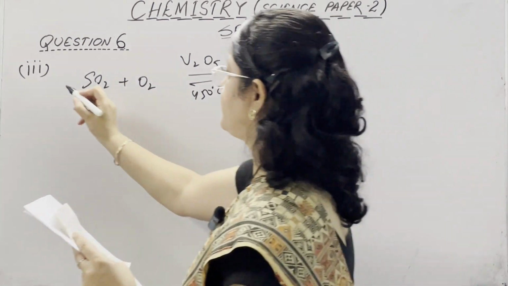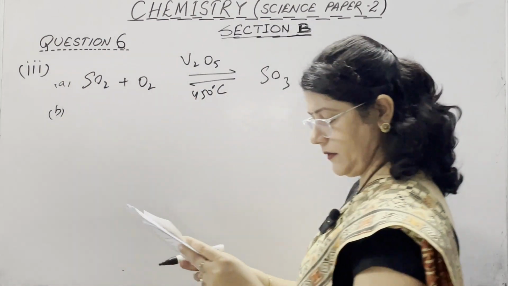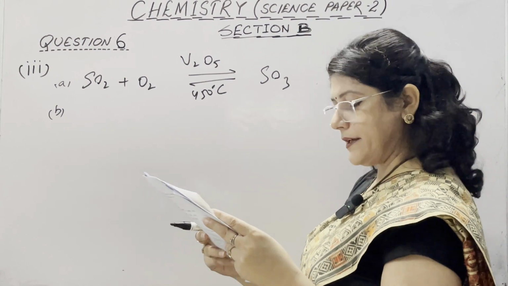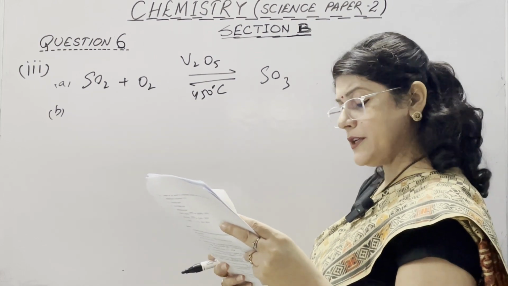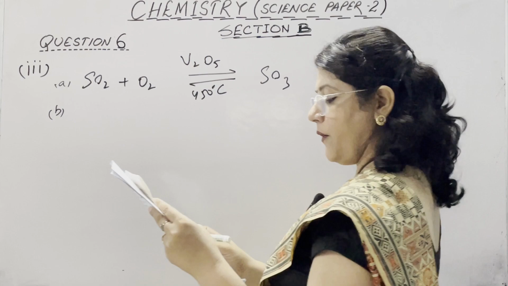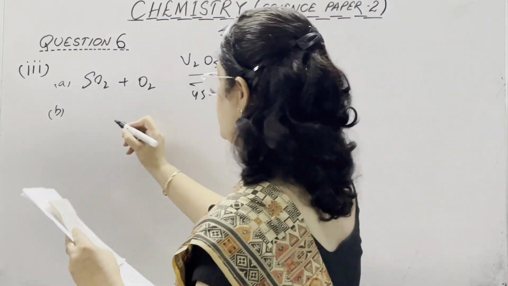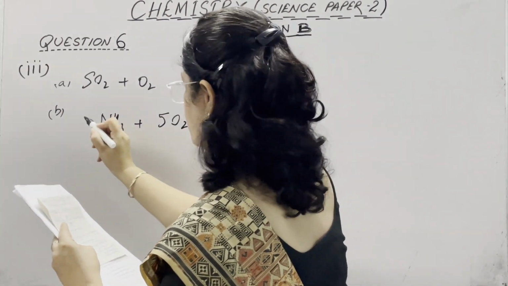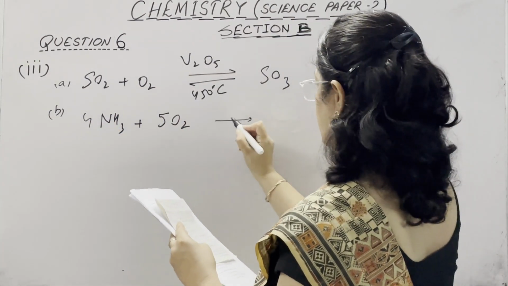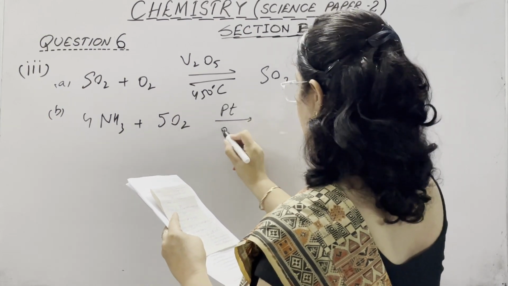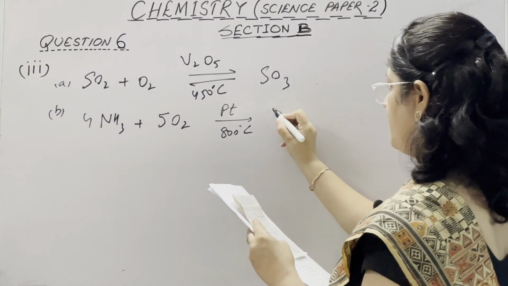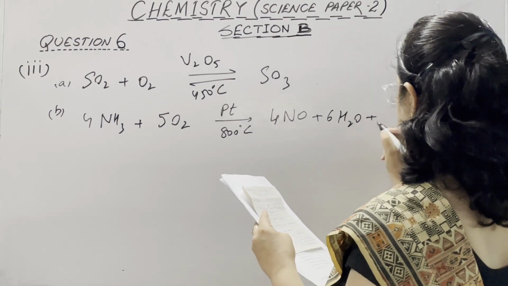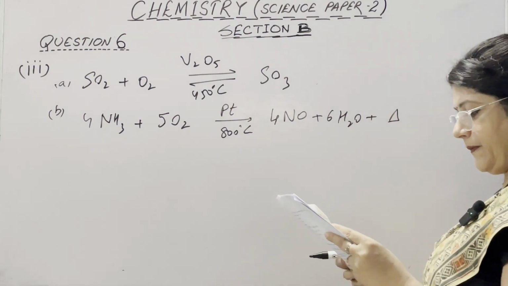In B part, conversion of ammonia to nitric acid is written here, but ideally it should be nitric oxide because it is of 1 mark only. So conversion of ammonia to nitric oxide: 4NH3 + 5O2 in the presence of platinum catalyst at 800 degrees Celsius produces 4NO and 6 molecules of water, and heat is also liberated.